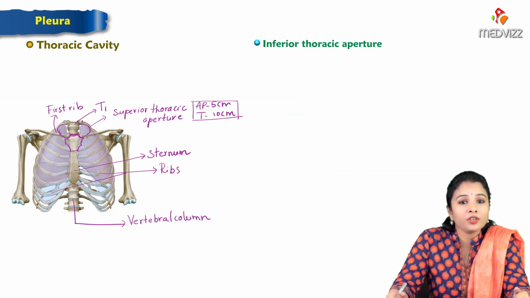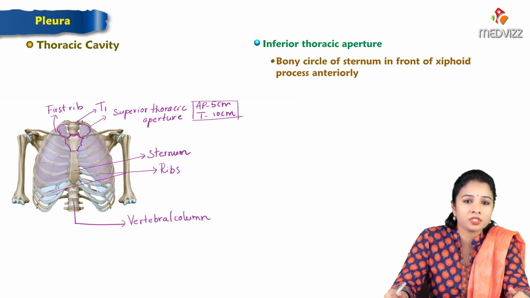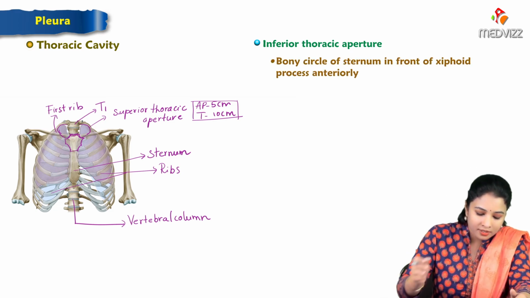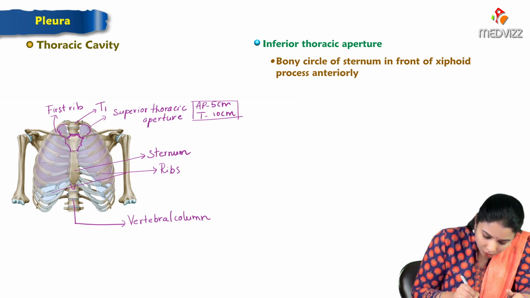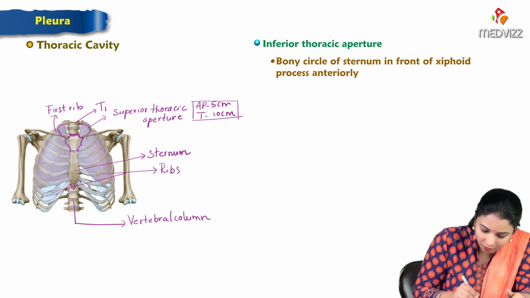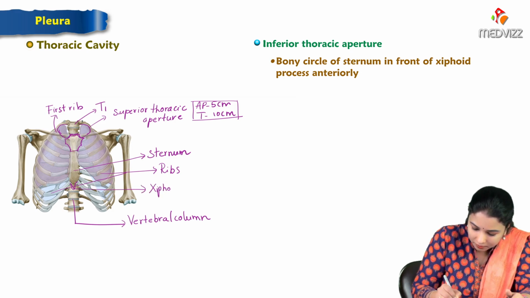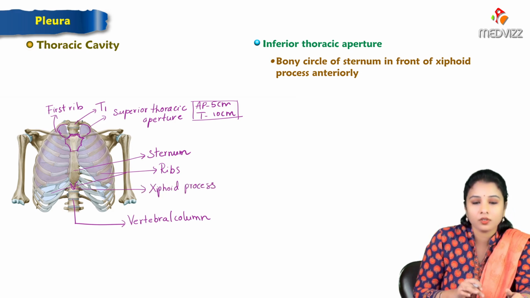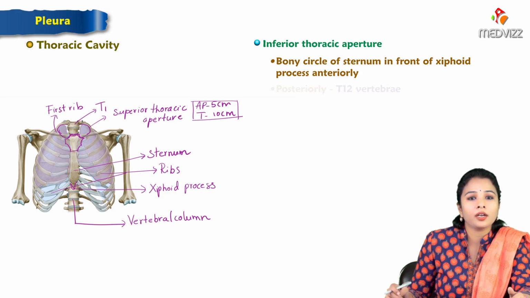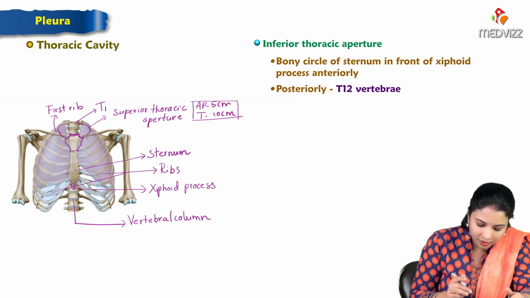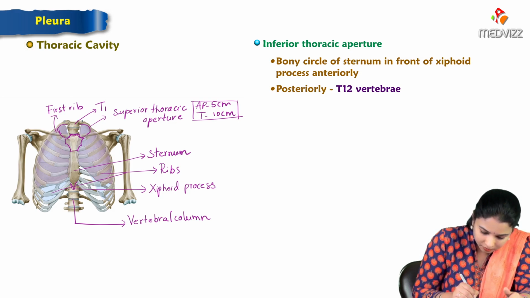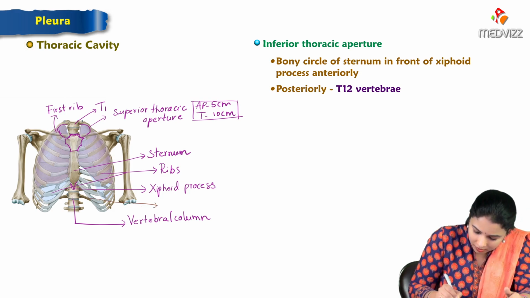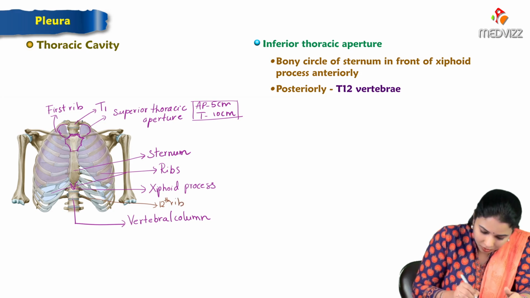Let's talk about the inferior thoracic aperture. The inferior thoracic aperture is a bony circle with the sternum in front, that is the xiphoid process. The lower tip of the sternum is called the xiphoid process. Posteriorly is the T12 vertebra. This is the 12th rib, and the 12th rib articulates with the T12 vertebra.